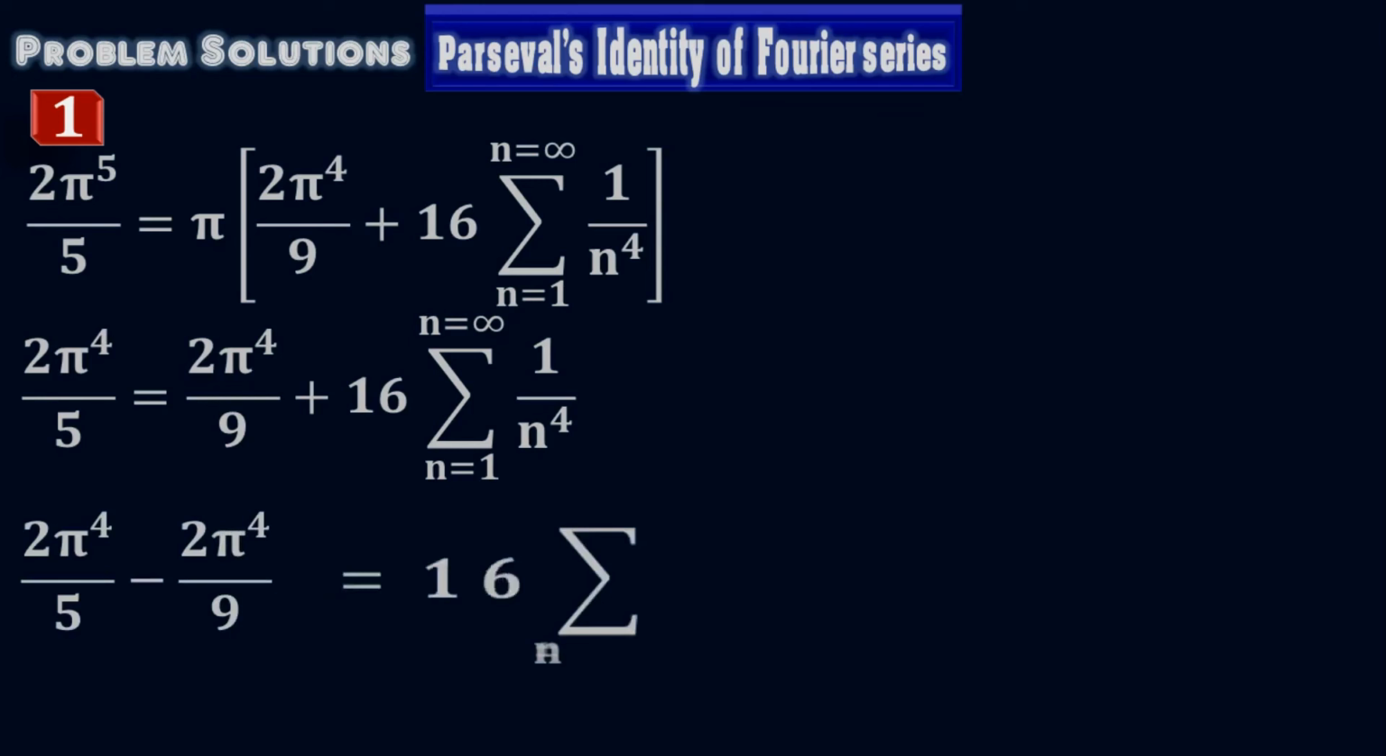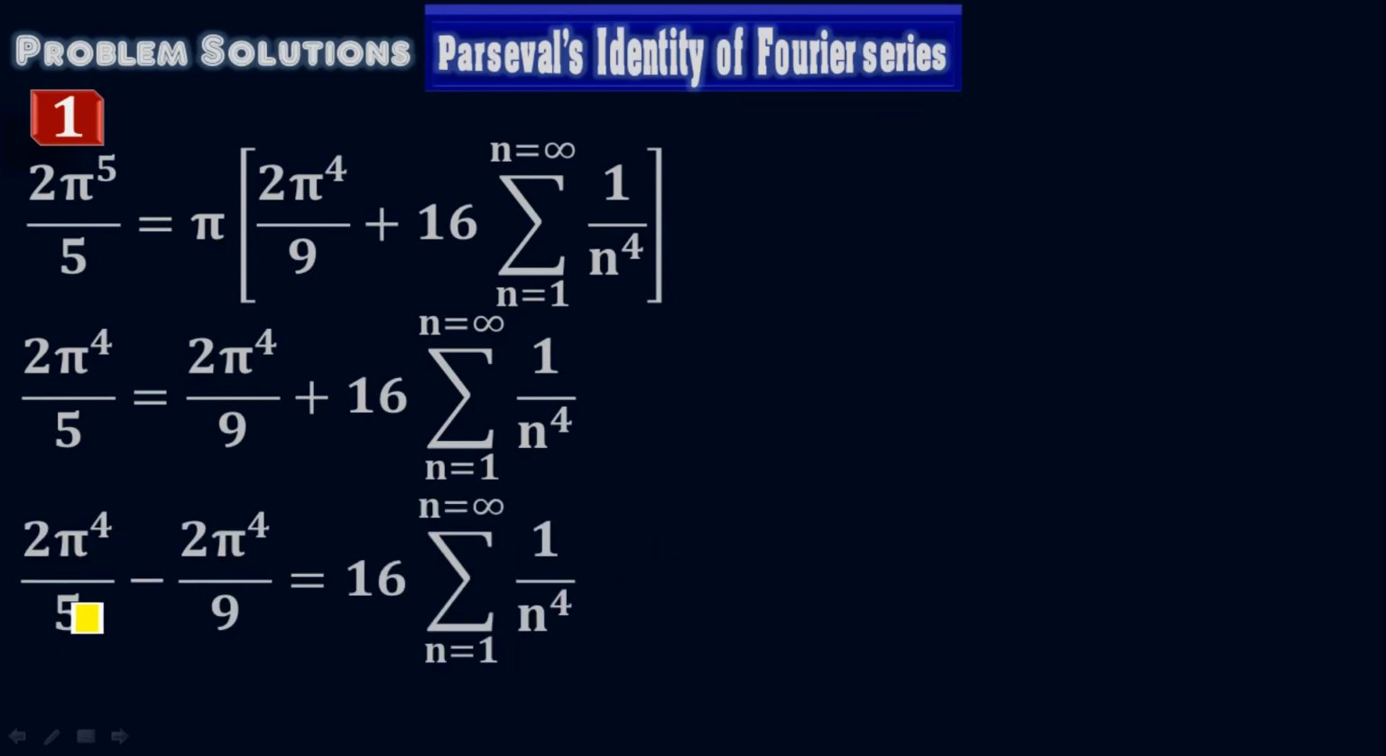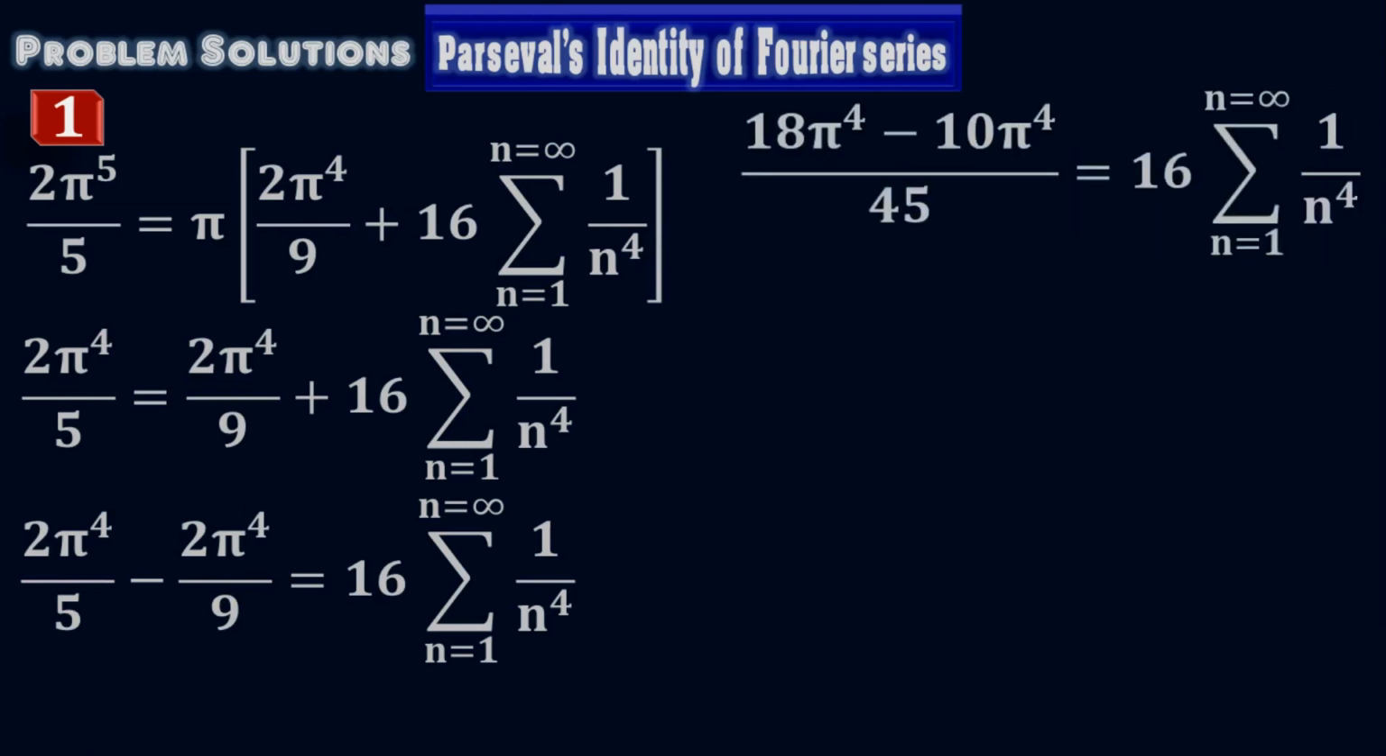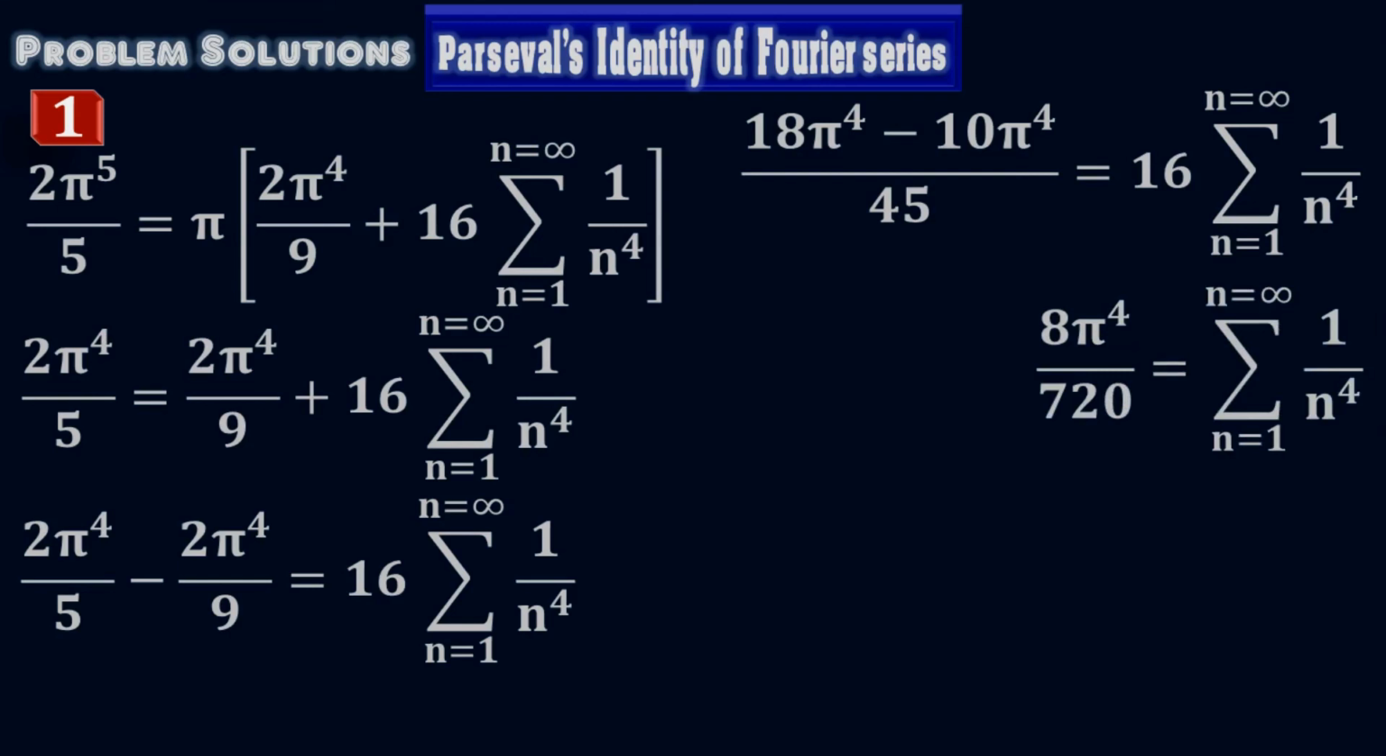Do further simplification to have 2 times pi to the 4 over 5 minus 2 times pi to the 4 over 9. Just bring this term to the left side to become negative. Take the LCM of the left side first to have 18 pi to the 4 minus 10 pi to the 4 over 45. We are taking the LCM of the left side. 18 pi to the 4 minus 10 pi to the 4 will be 8 pi to the 4. But what about 720? After taking cross multiplication, 16 will be multiplied with 45. So 45 times 16 is 720. Therefore, I have 720. So my expression is now 8 times pi to the 4 over 720 equals the summation of 1 over n to the 4.